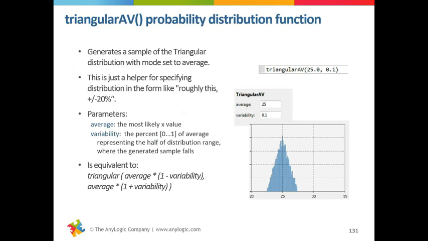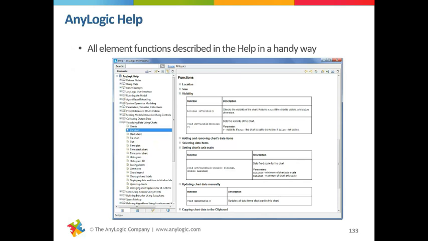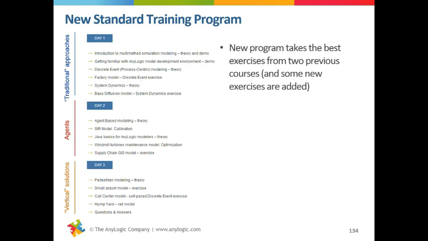A triangular average variability probability distribution function has been added so that by simply defining the average and the variability, you can get the resulting triangular distribution. There is an improved API for schedule initialization on startup. AnyLogic Help contains all element functions. AnyLogic has a new standard training program combining the best exercises from 2 previous courses.